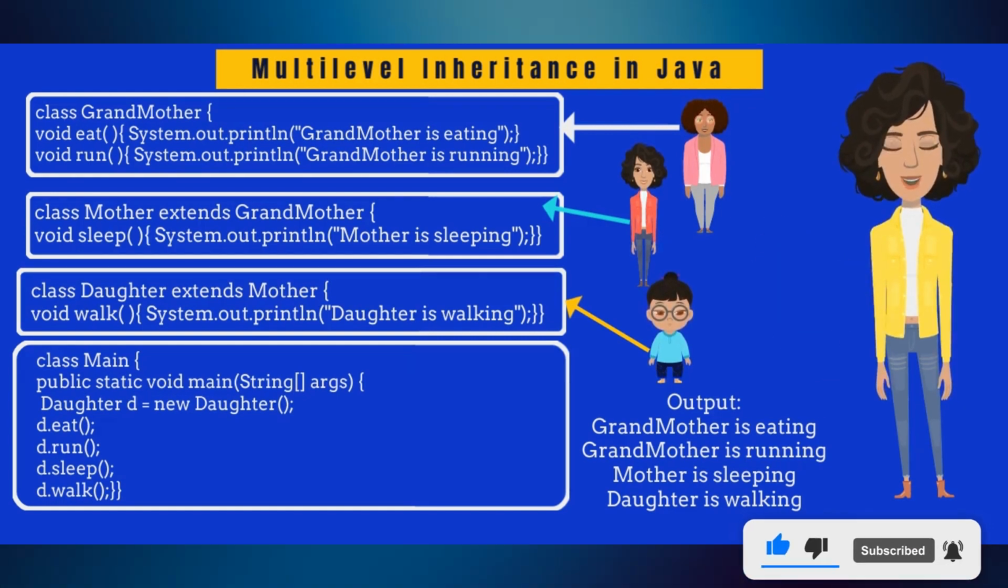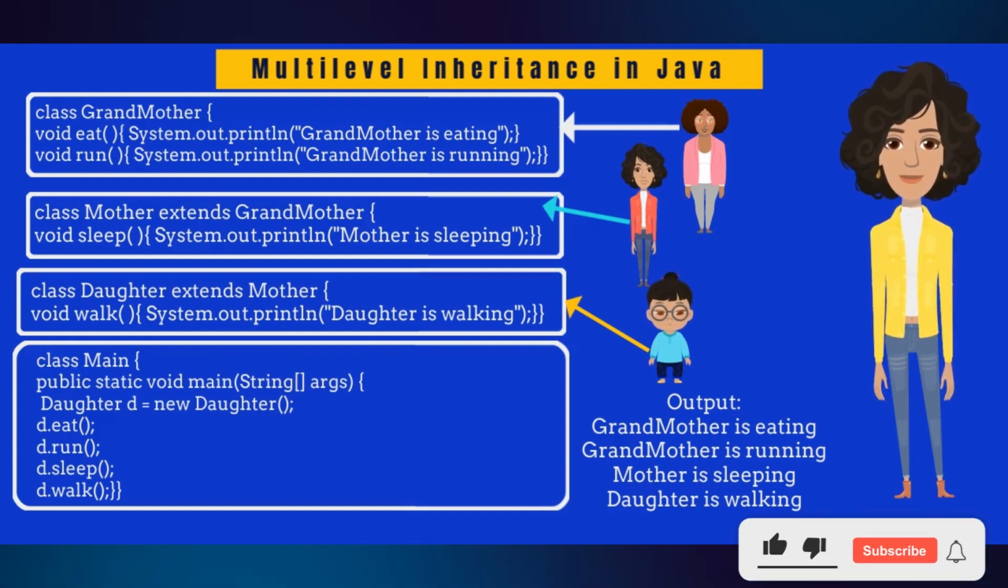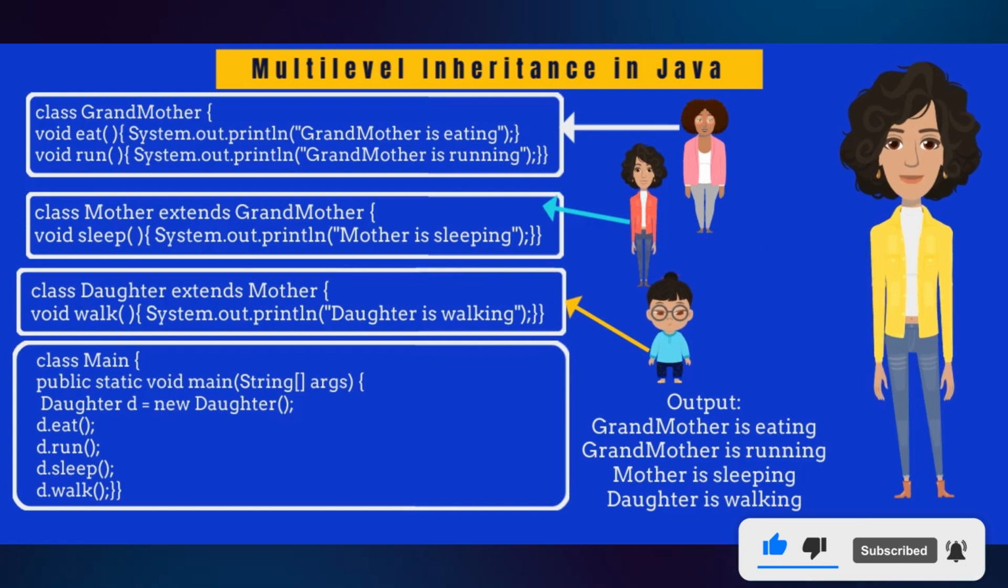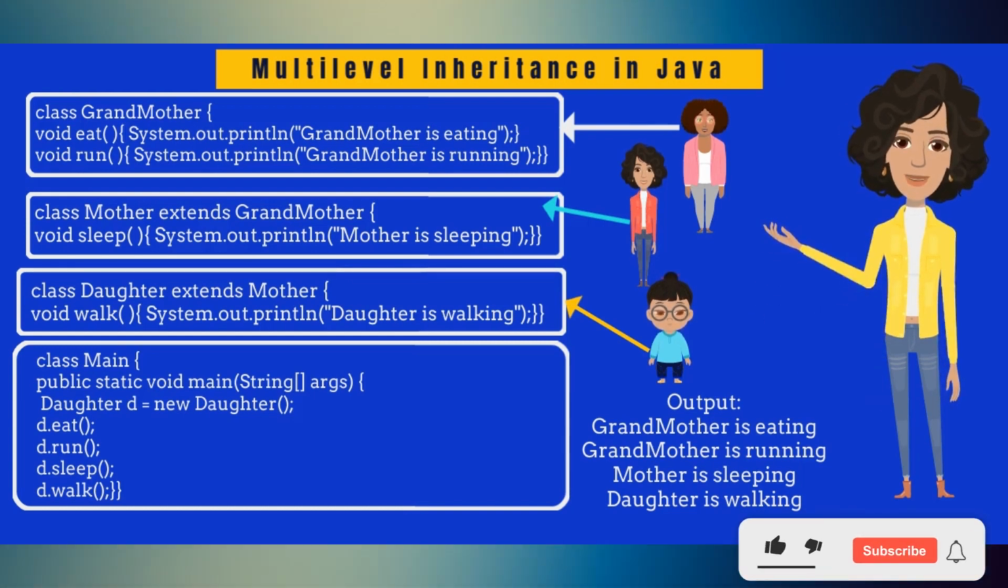After run compiler from main class it will print the output. Grandmother is eating. Grandmother is running. Mother is sleeping. Daughter is walking.